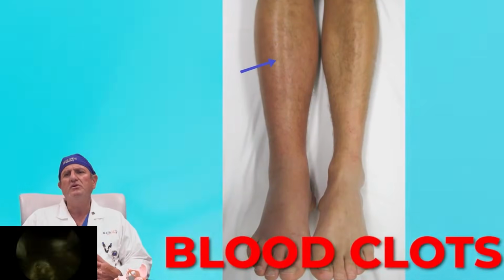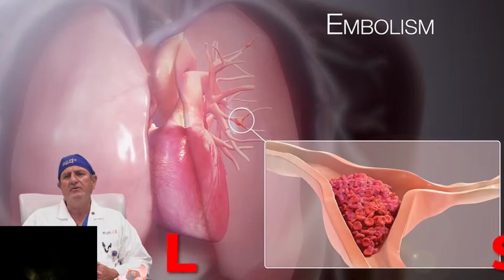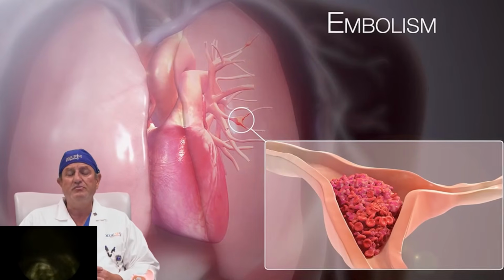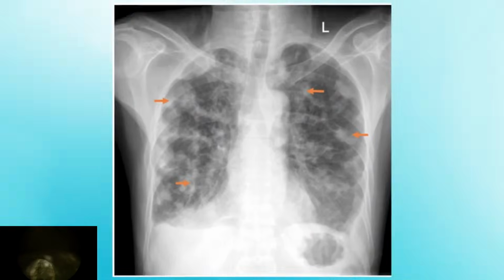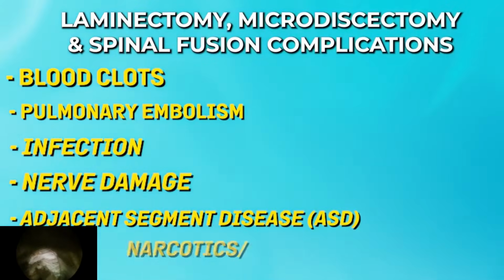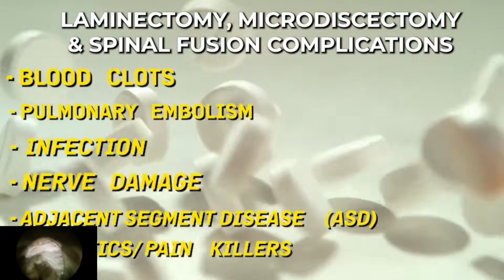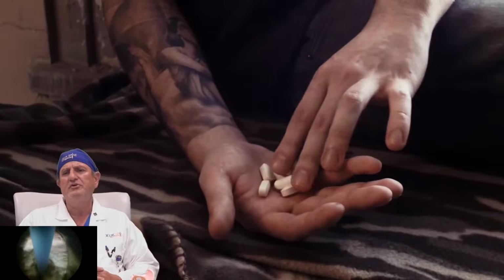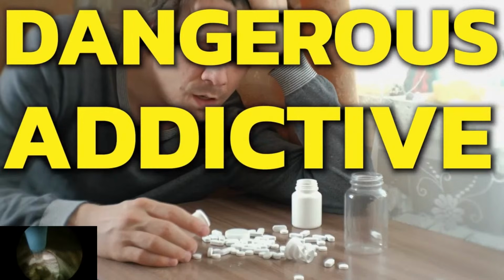Complications such as blood clots in your legs, which could migrate to your lung and kill you in a process called pulmonary embolism. They also have a high risk of infection. Every patient that does a fusion requires postoperative narcotic opioid pain medication. Opioids are known to be dangerous, addictive, and have a high potential for abuse. You don't want to start opioid painkillers if you can avoid it.